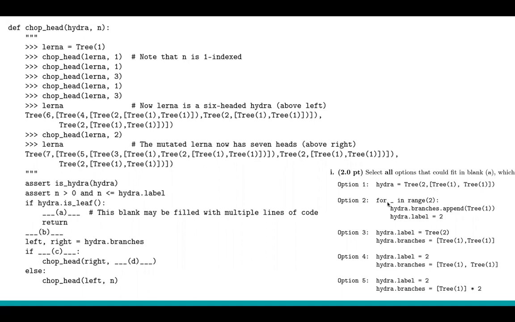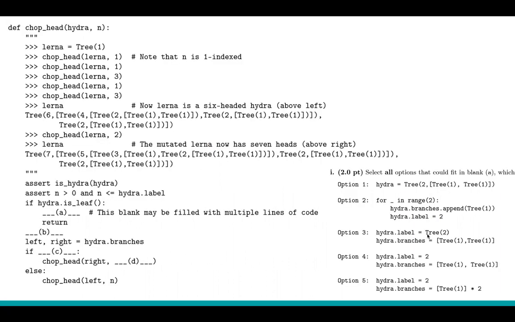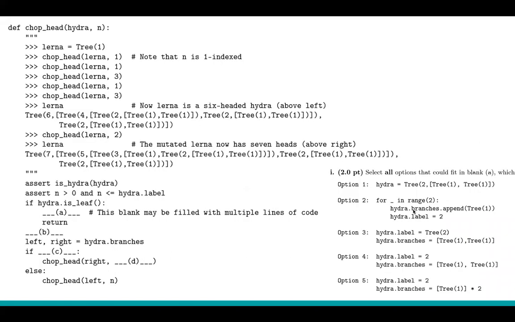And now going to option 2. So for i in range 2, hydra dot branches dot append tree 1, and hydra dot label is equal to 2. So this would be right because you're creating a new tree which has the root 2, since hydra dot label is equal to 2, and then you're appending a tree consisting of the label 1 to the branches. So when i is equal to 0, you'd get this first leaf here, and when i is equal to 1, you'd get the second leaf, and then the for loop would terminate. So option 2 would be right.